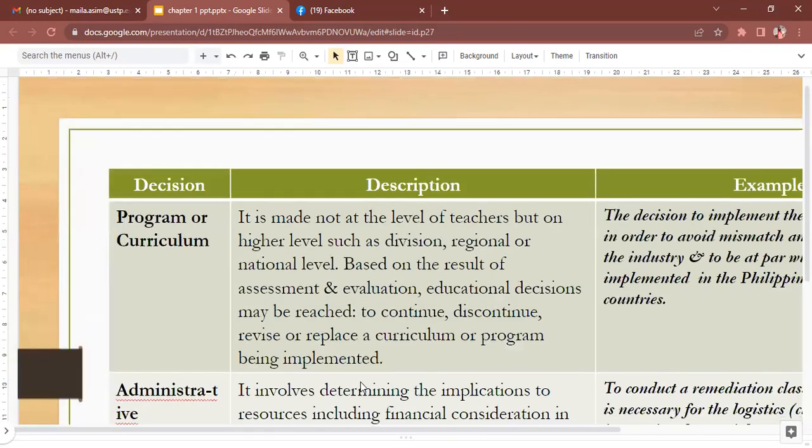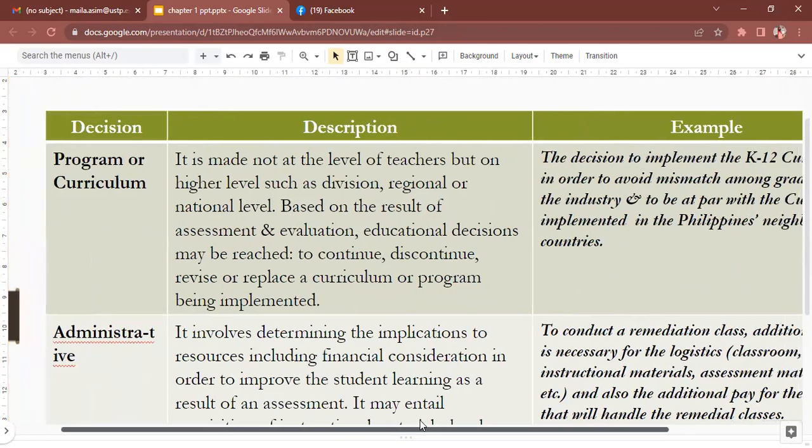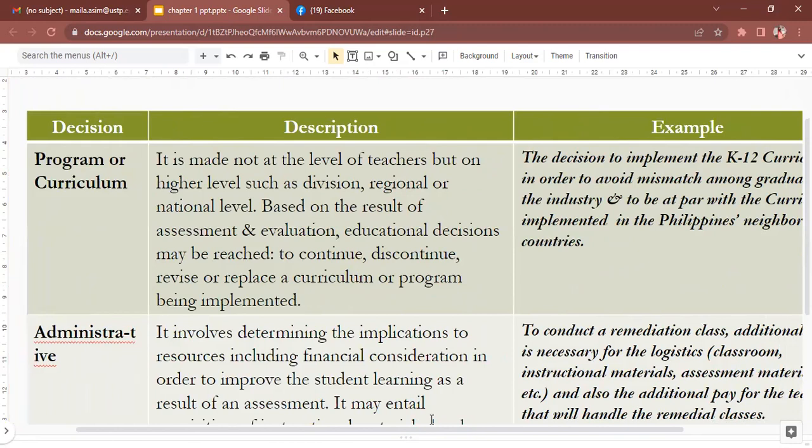Next is program or curriculum evaluation. Now we are talking about greater na no. It is made not at the level of teachers but on a higher level na siya, like sa division, regional or national, because based on the result of assessment and evaluation, we will be talking if mag-revise ba ta sa curriculum, mag-replace ba ta, or i-delete na, i-omit na ang some parts sa atong curriculum kay dili siya effective sa atong nakita.